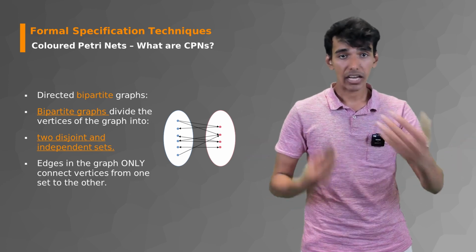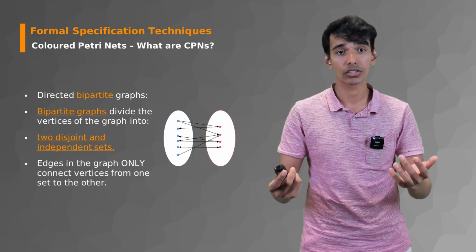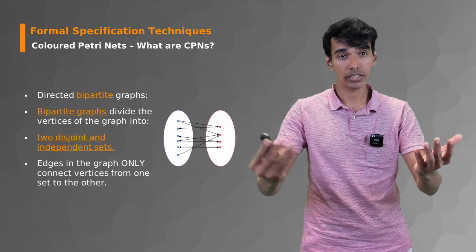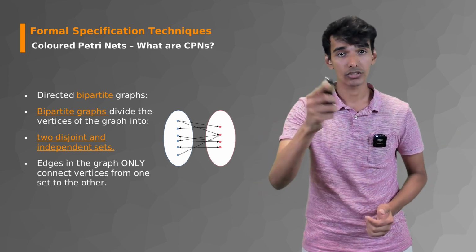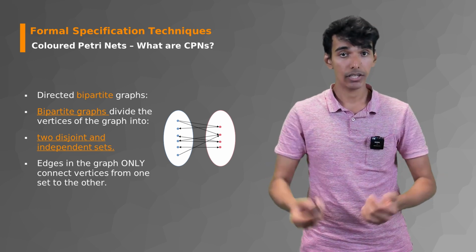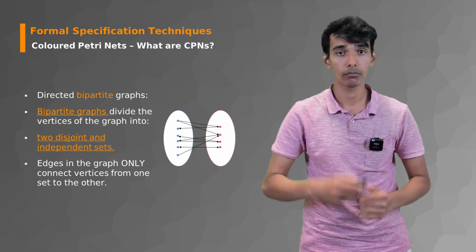And when you have these two sets, the edges of your graph only connect vertices from one set to the other, but you don't have edges between two vertices inside of the same set. So as you see in the figure, you have the blue set and the red set, and you only have edges between the left side and the right side, but not within the same set.